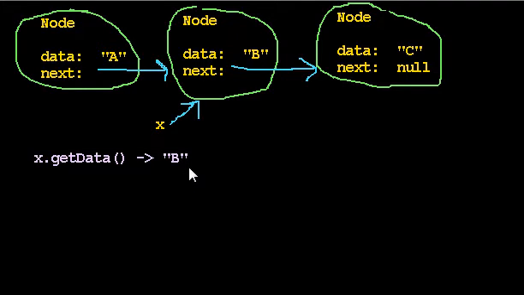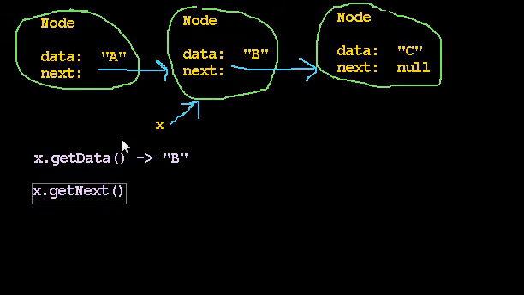Okay, how about c? Could we get the value c from x? Clearly, if we had this node, we could say node.getData, and we would get back c. But how do we get this node from x? Well, the value of x is this node. The value in the next field of x is this node. So we want the value of the next field of the node that x refers to, and that of course is x.getNext. So if x.getData is b, x.getNext is the reference to this node here.